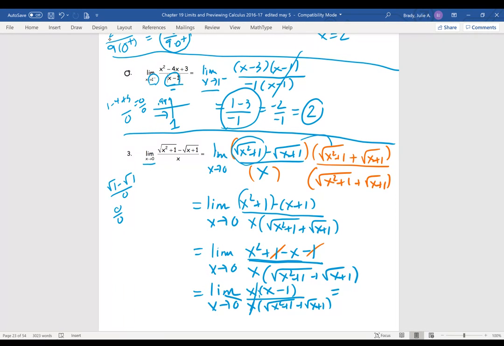So now we're going to put in x is 0. So I have 0 minus 1 over the square root of 0 plus 1 plus the square root of 0 plus 1. I think that's negative 1 over 1 plus 1, which is negative 1/2. Yay!